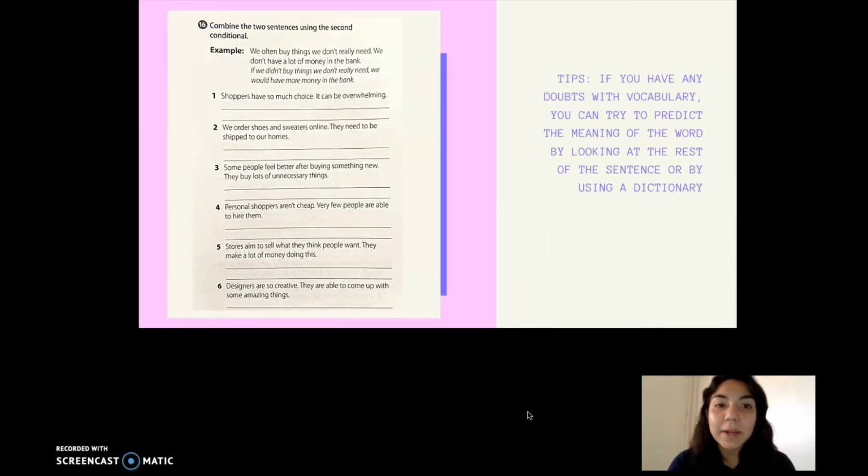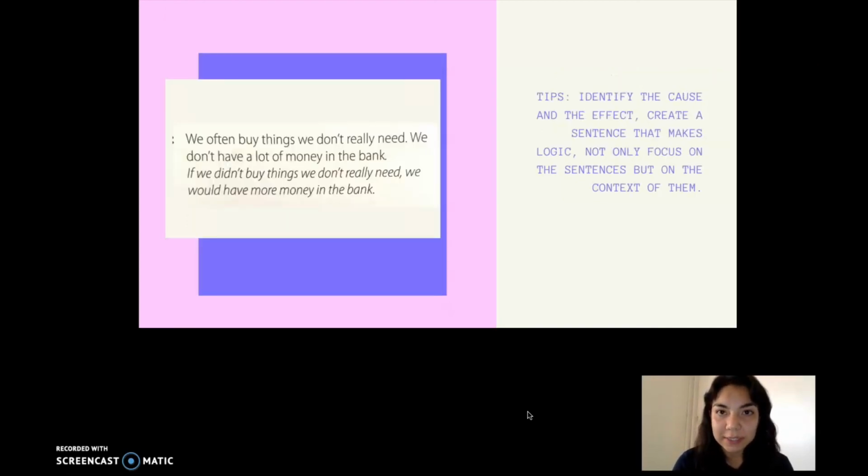In the next part, you have sentences separated by a period, okay? Let's look at the first one. We often buy things we don't really need. We don't have a lot of money in the bank. What is the purpose? That you create second conditional sentences. It would be something like this: if we didn't buy things we don't really need, we would have more money in the bank.